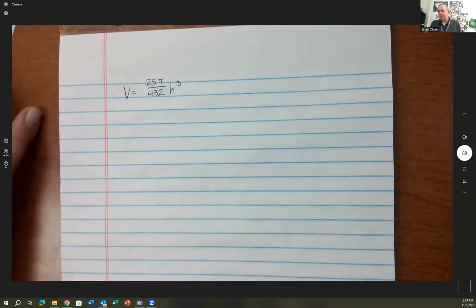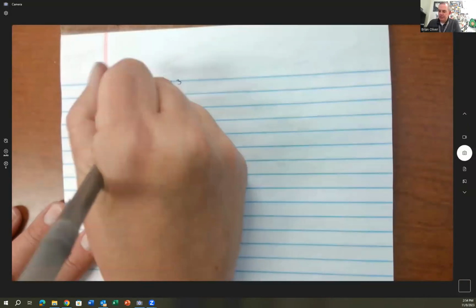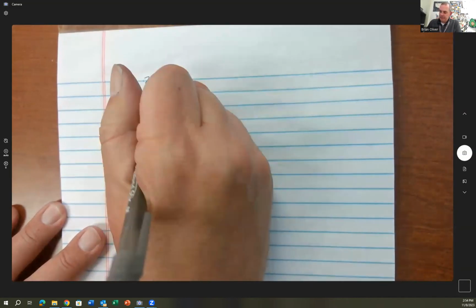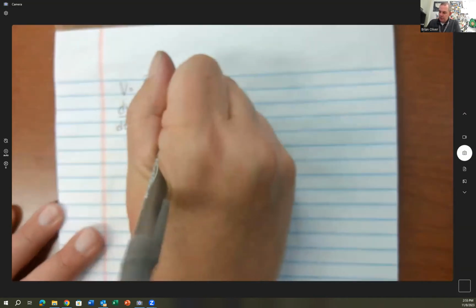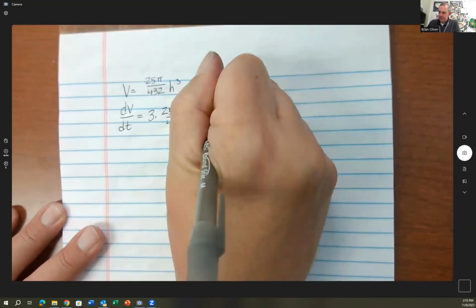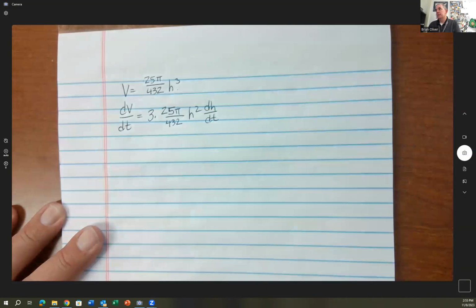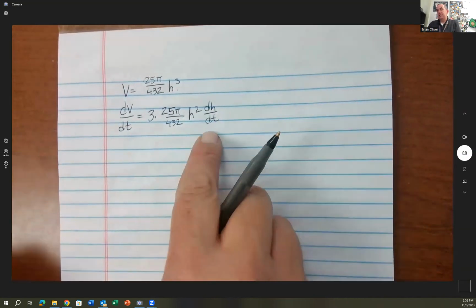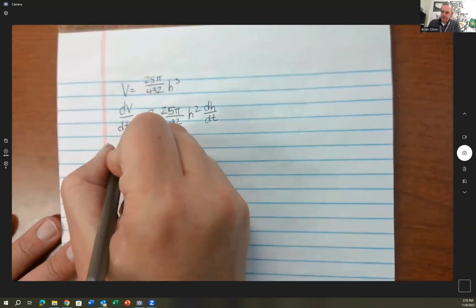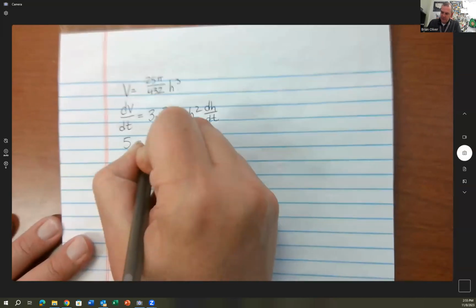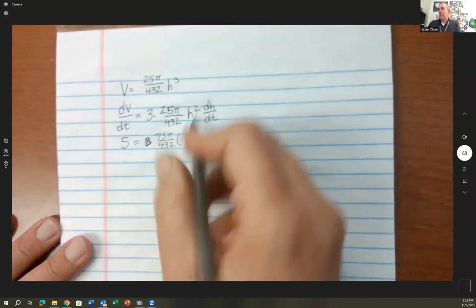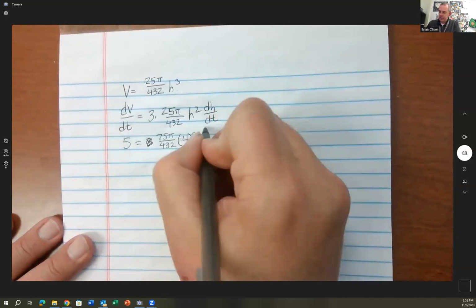Okay, so back to where I was, I'm going to do implicit differentiation. dV/dt equals, to take the derivative of this, it's 3 times, this is just a constant, 25 pi over 432 h squared dh/dt. What I'm trying to figure out is dh/dt, so I need to have dV/dt and h. I do. dV/dt is 5, 3. And what I'm going to do is just multiply. 3 times 25 gives me 75 pi over 432 times h squared, so that's 4 squared, dh/dt.